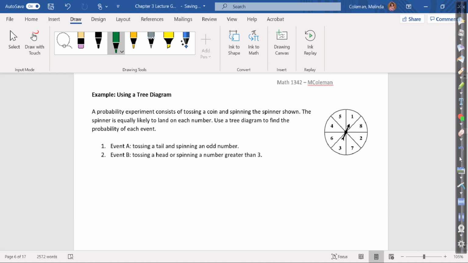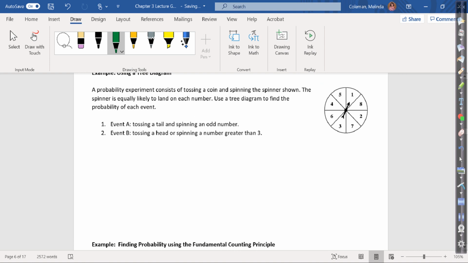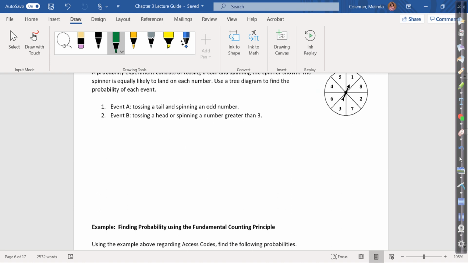All right. So this next one's going to be to use a tree diagram. It says the probability experiment of tossing a coin and spinning the spinner shown to the right, where they're equally likely to land on each number. Use a tree diagram to find the probability of each event. Event A is tossing a head and spinning an odd number. Event B is tossing a head or spinning a number greater than 3.